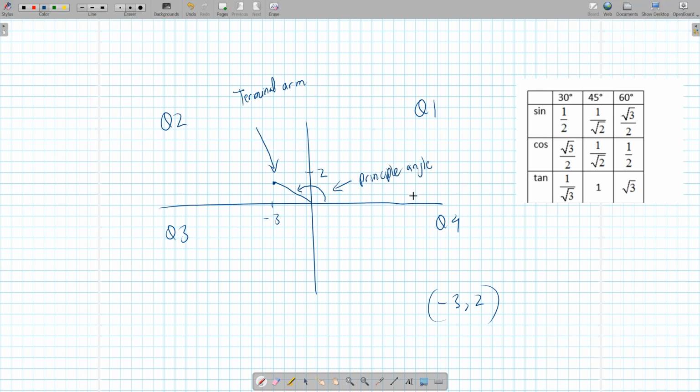And I'm going to denote this. In fact, in most of maths, this is denoted with the letter theta. It's a Greek letter, theta. It kind of looks like a circle, but it has like this thing in there. Okay? It's a Greek letter theta. That means the principal angle.